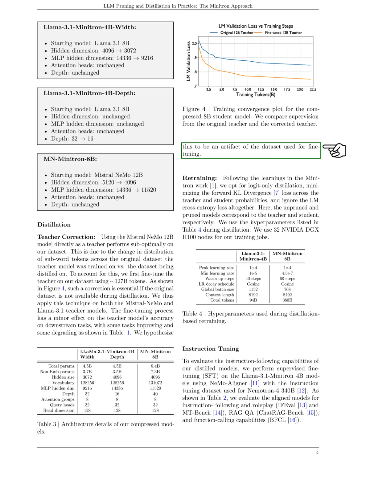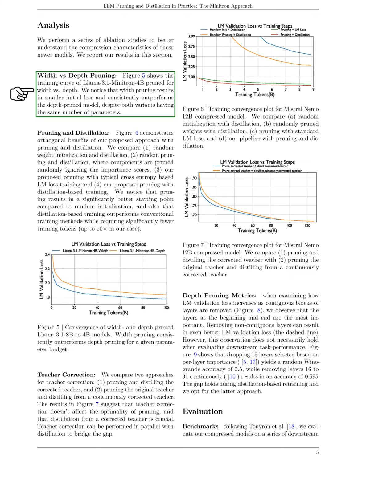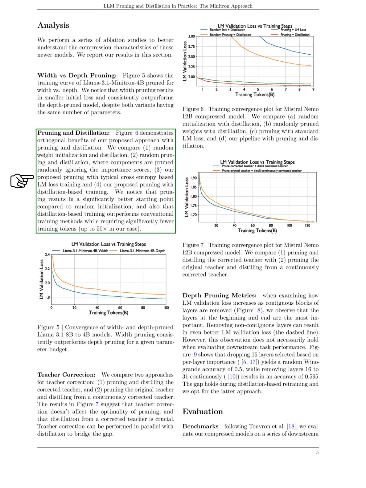Section Analysis. In this section, we conduct a series of ablation studies to gain insights into the compression characteristics of our newer models. For width versus depth pruning, we observe from the training curve of Llama 3.1-4B that width pruning leads to a lower initial loss and consistently outperforms depth pruning, even though both methods maintain the same number of parameters. Regarding pruning and distillation, we illustrate the benefits of our approach by comparing 4 scenarios.